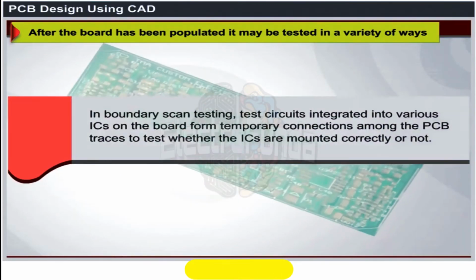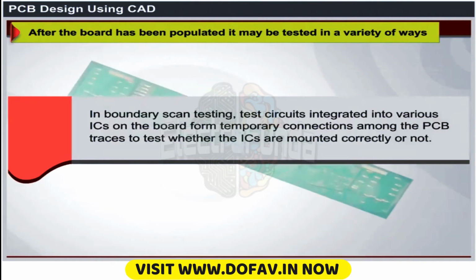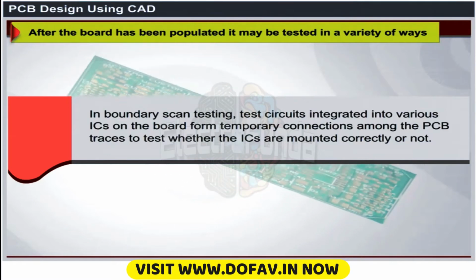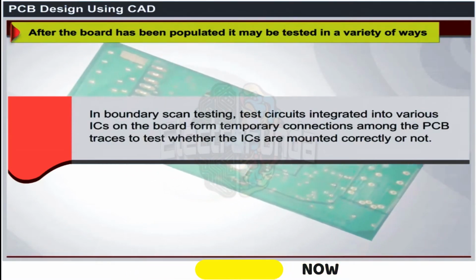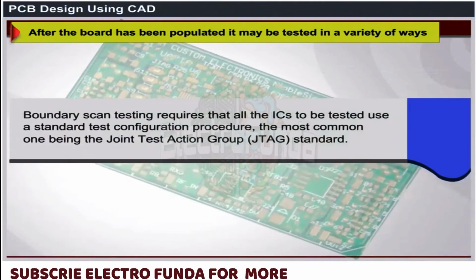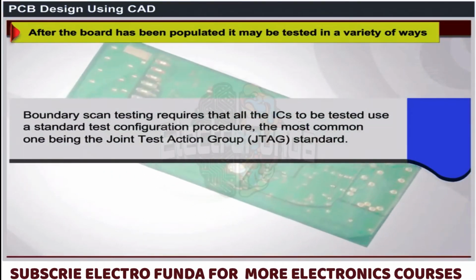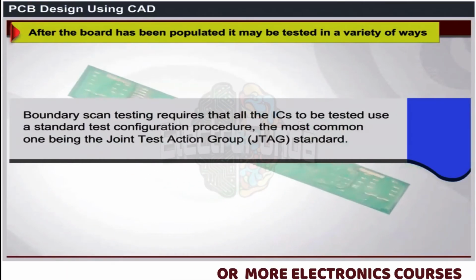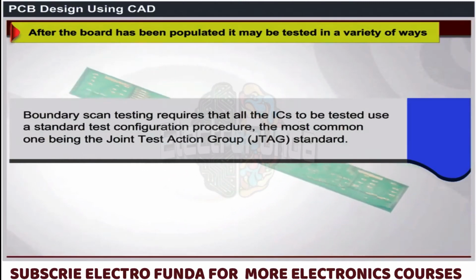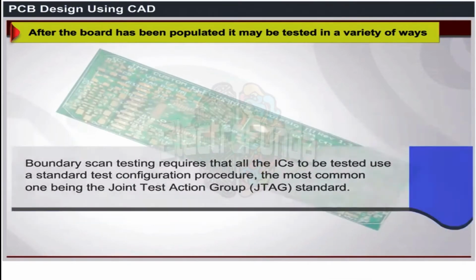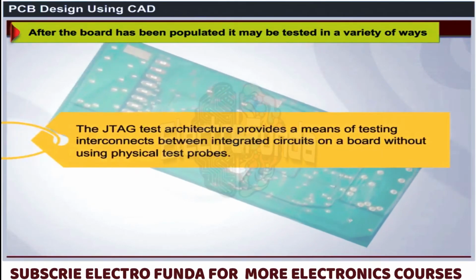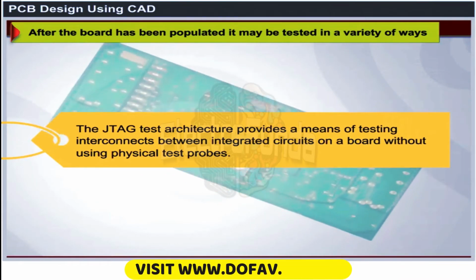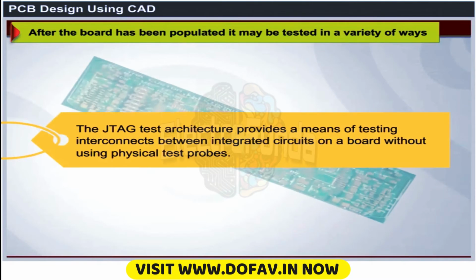In boundary scan testing, test circuits integrated into various ICs on the board form temporary connections between the PCB traces to test that the ICs are mounted correctly. Boundary scan testing requires that all the ICs to be tested use a standard test configuration procedure, the most common one being the Joint Test Action Group (JTAG) standard. The JTAG test architecture provides a means to test interconnects between integrated circuits on a board without using physical test probes.